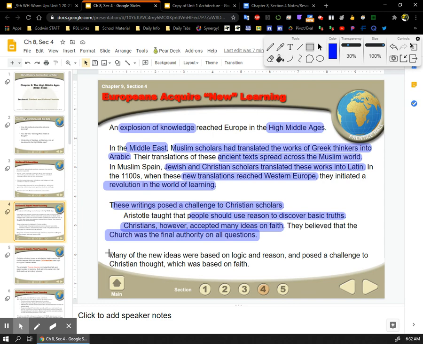The issue with the Christians and what they're going to have at first is that the ideas were based on logic and reason, and that is going to challenge this faith-based acceptance of things. So people are going to be like, well, wait a minute. So you're telling me mountains form this way, or the scientific process proves this? In a manner of speaking, yes. You're going to see that there's going to be a challenge to Christian thought, which was 100% based on faith.